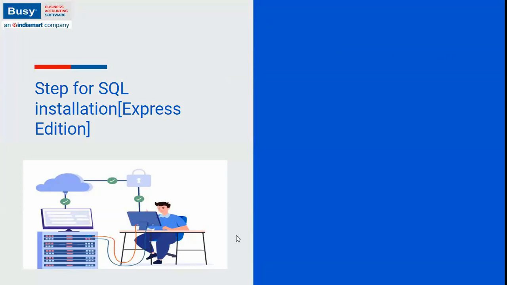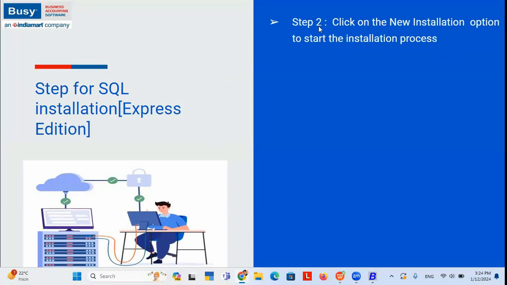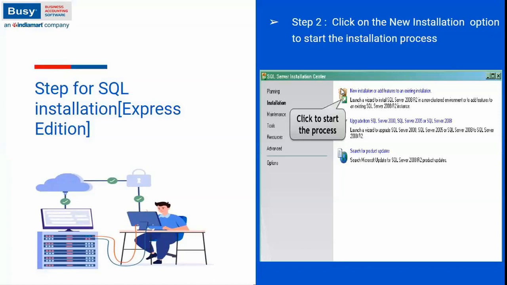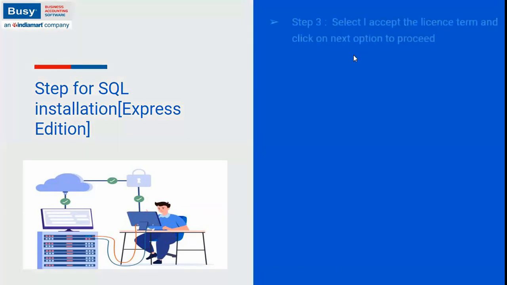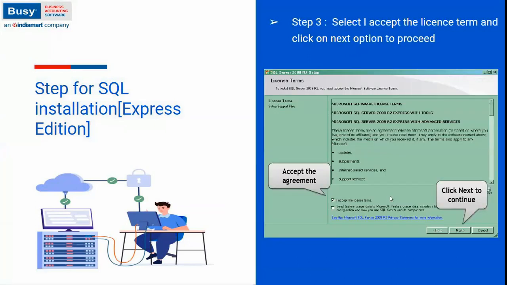Second is clicking on the new installation option. That means when you run the setup file, you will get a screen where you will find an option to click on new installation or add features to an existing installation. So you have to click on that new installation. Third, an option will come where you have to select the terms and conditions. You select I accept the license terms, and then you click on the next button to continue.